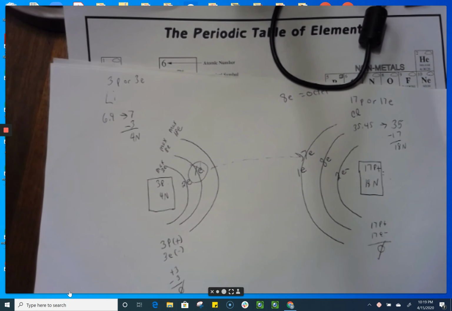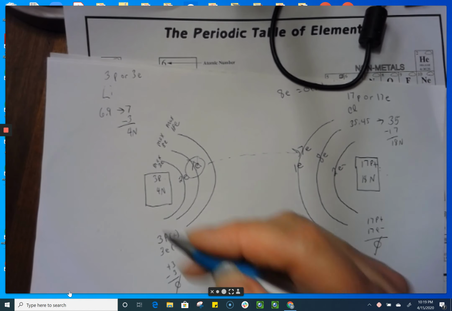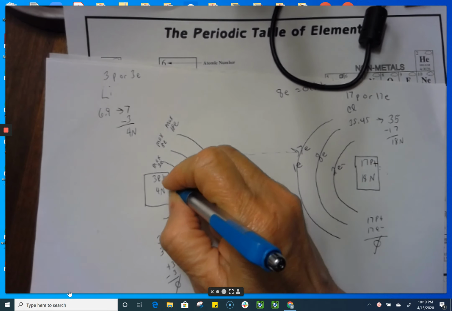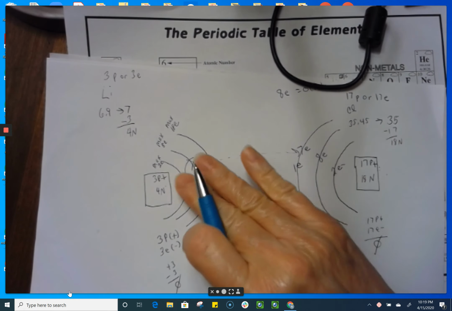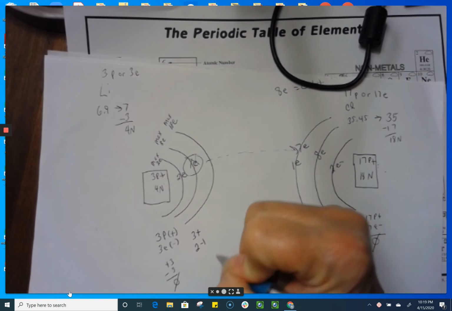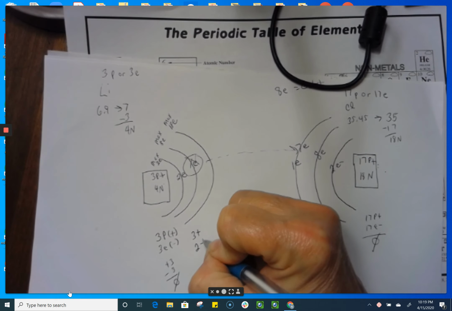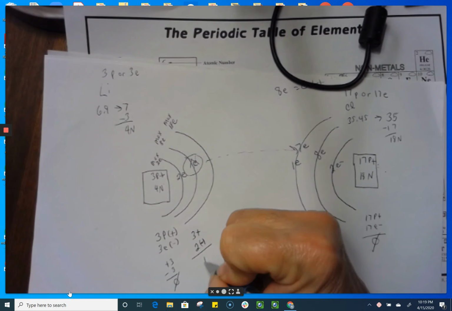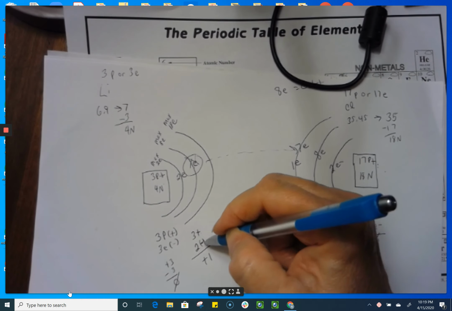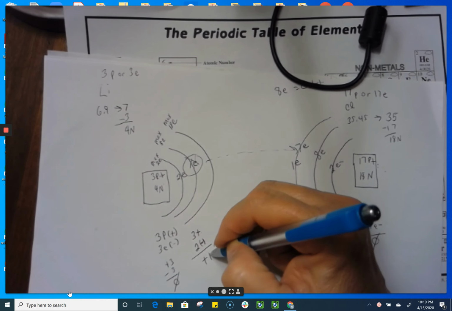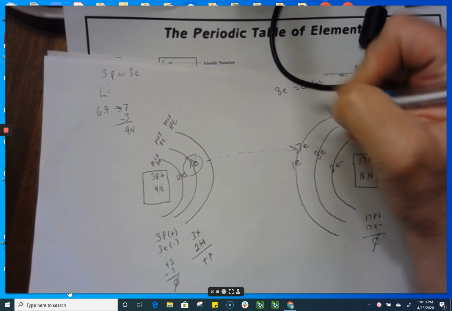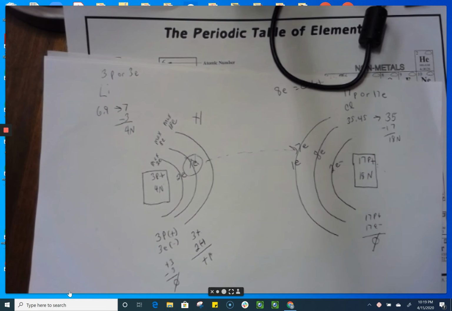It stabilizes it. But now when you count up the charges, this one still has 3 positive charges for the protons there. But when that electron moves, it only has 2 negative charges. Now that means that there's an overall charge of +1. So if you have $3 and you owe somebody $2, you still are $1 to the good. So this atom here now, when it loses its electron, has a +1 charge.